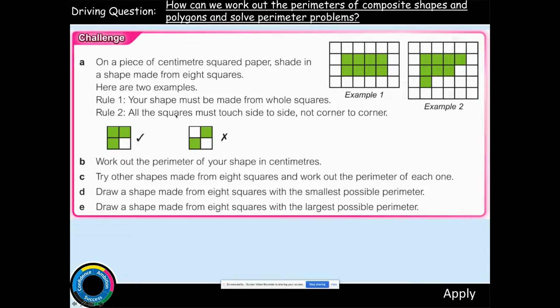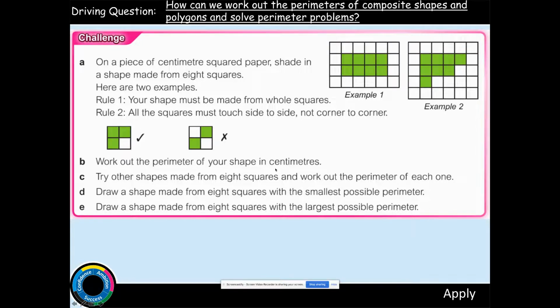So the first rule, your shape must be made with whole squares. So you can't cut one in half and start doing fancy triangles that make up 8 squares. Rule number 2, all the squares must touch side by side, not corner to corner. So here we've got touching on sides here. This is corner to corner, that's not allowed. They've got to touch sides to sides. Okay?